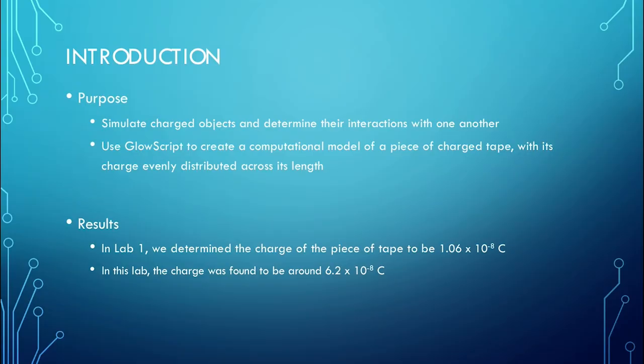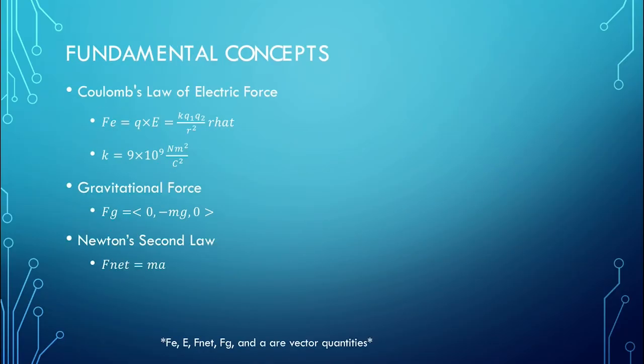Briefly touching on the results of this experiment, in Lab 1 we determined the charge of the piece of tape to be 1.06 times 10 to the negative 8 coulombs. In this lab, however, the charge was found to be 6.2 times 10 to the negative 8 coulombs. Now I'd like to take a moment to discuss some of the fundamental principles behind this lab.